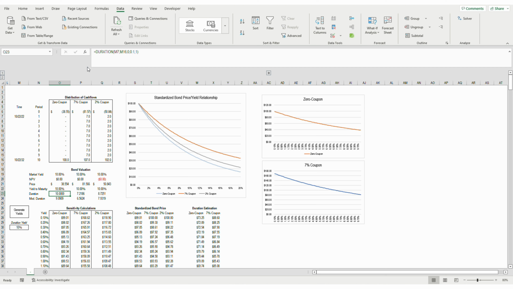The issue at hand is that the data isn't standardized dollar by dollar. Because the bonds have different cash flow characteristics, the price of each bond at the same yield will be different for each of the three bonds. For example, for the given yield of 10%, the price of the zero coupon bond is $38.50. The price of the 7% coupon bond is $81.50, and the price of the 2% coupon bond is $50.80.